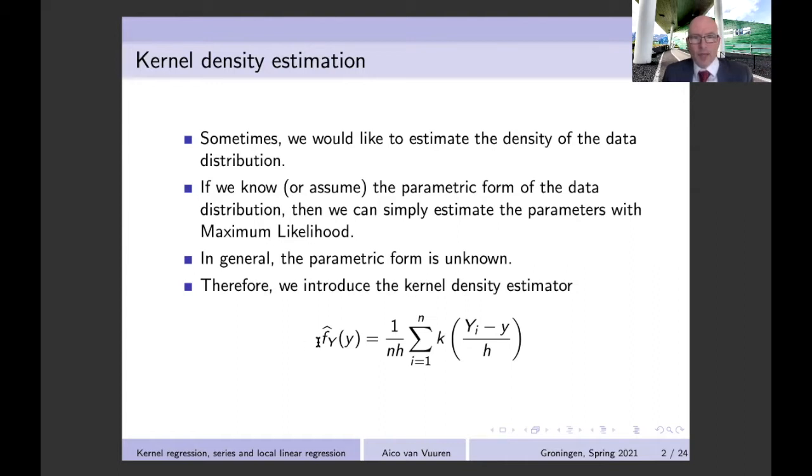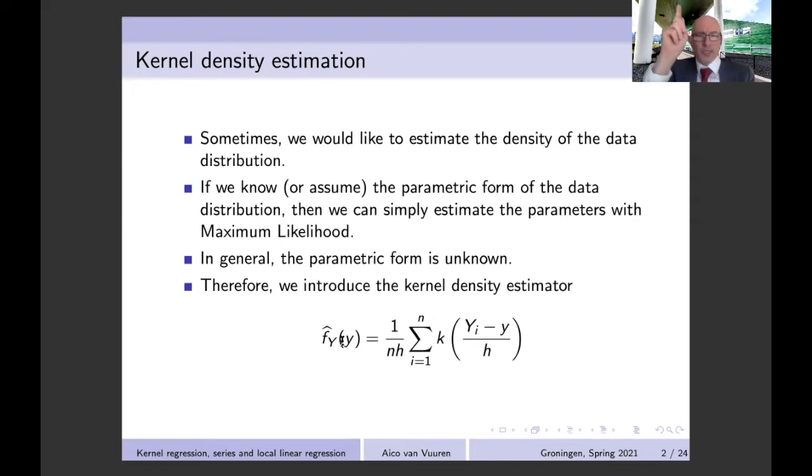How does that look? Well, first a little bit of notation. Because we're going to look at the density, we have this small f over here for the density function. In the subscript we have Y, to indicate that we look at the density of our random variable Y, and we evaluate it in this small y that we have over here. So in general, a density function looks like this.